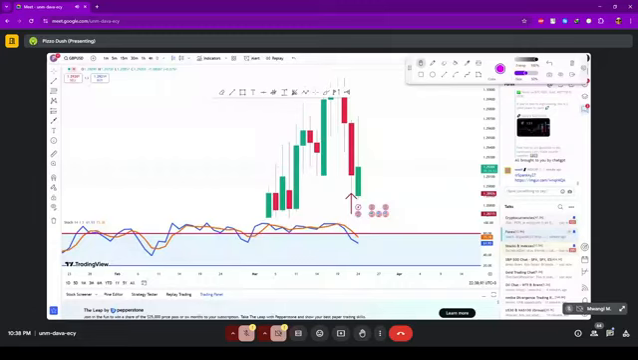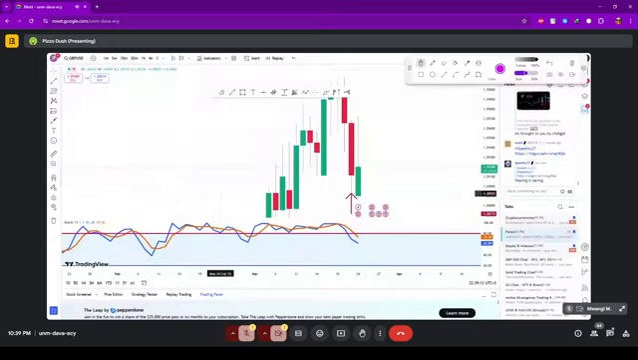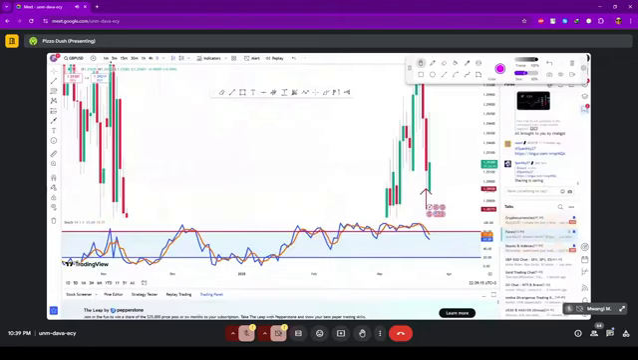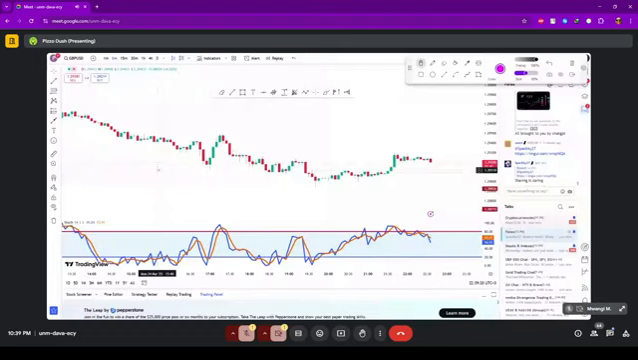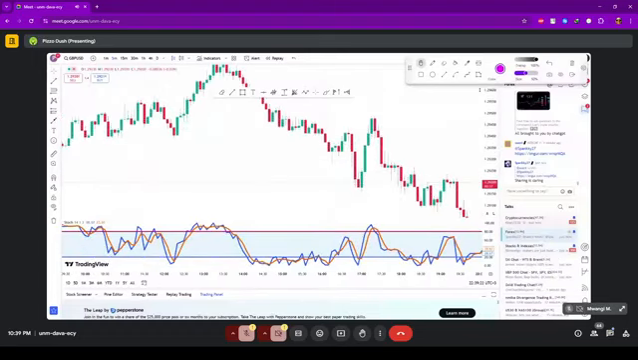Another difference is that stochastic has 2 lines, RSI has one. And what is consolidation? Consolidation I want us to cover tomorrow, it's called Bollinger Bands. But let's just cover it side. Tomorrow we do something different.